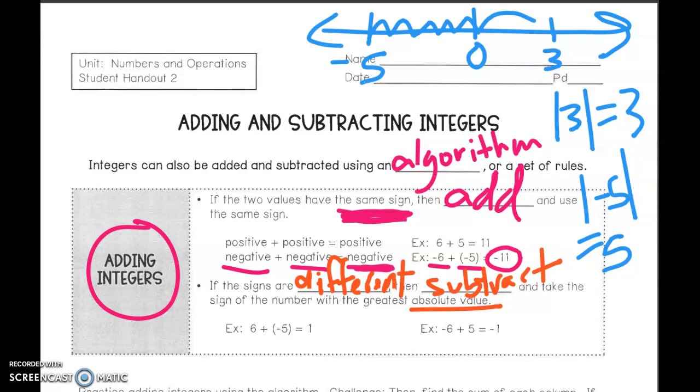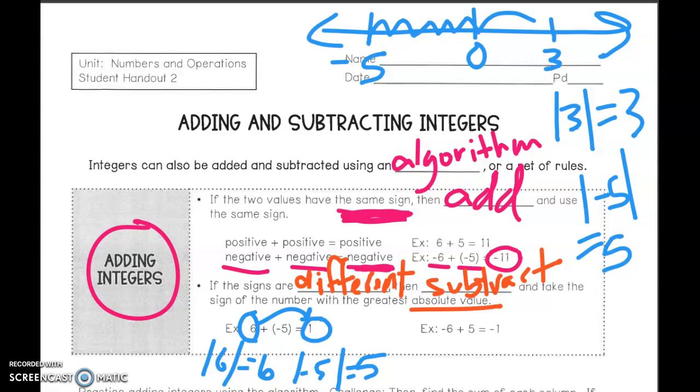Positive 6 plus negative 5. You just subtract the two numbers, so that's how you get 1. To determine whether it's positive or negative, we see which one has a greater absolute value. The absolute value of 6 equals 6. The absolute value of negative 5 is 5. 6 has a greater absolute value and it's positive, which means this is going to stay positive. That's how they came up with 1.